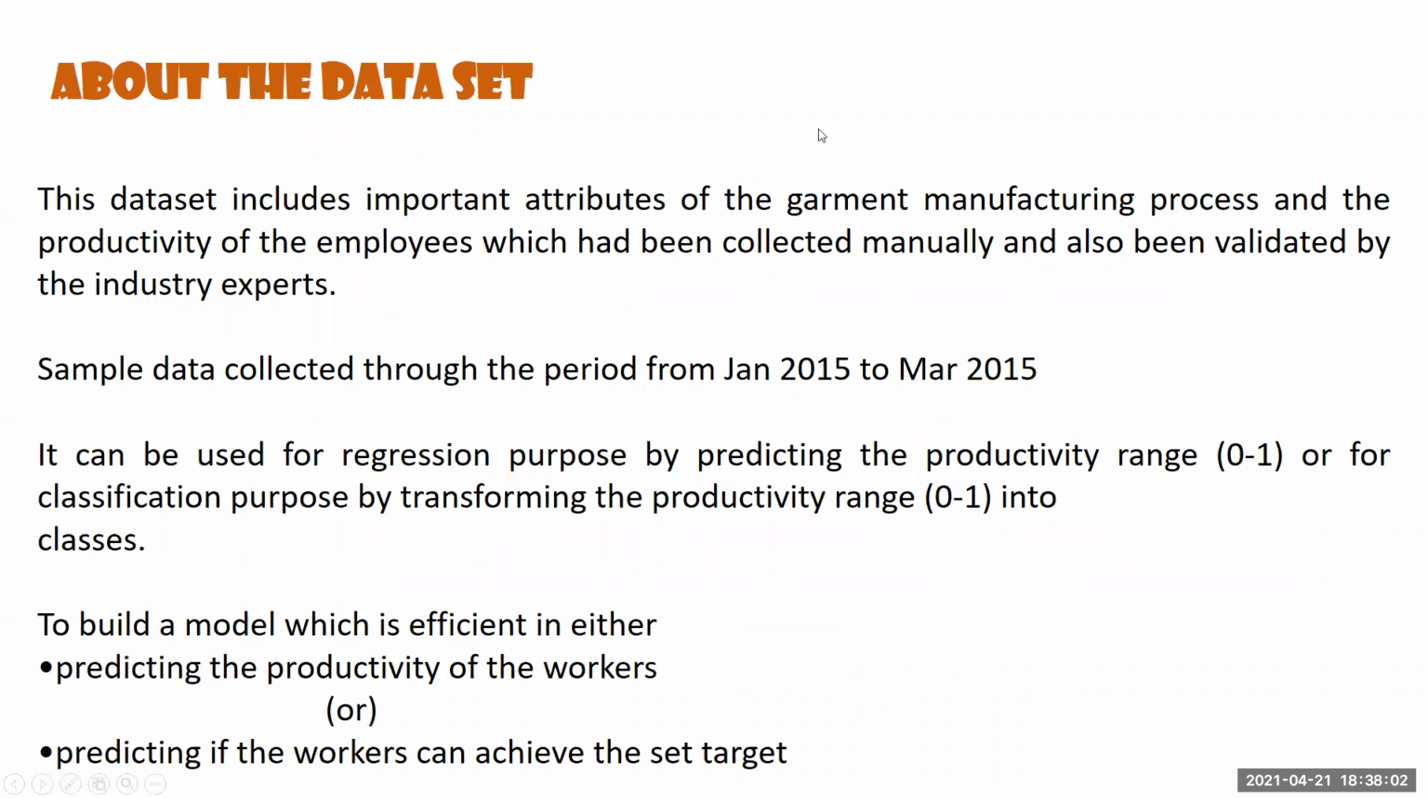So this is a little bit about the data set. This data set includes the important attributes of the garment manufacturing process and the productivity of the employees. It has been collected manually and validated by industry experts. The data was collected over a period from January 2015 to March 2015, and the data set can be used for both regression and classification purposes. While doing regression, we can predict the productivity, which ranges from 0 to 1, and while doing classification, we can build models to predict whether the productivity target has been achieved or not.